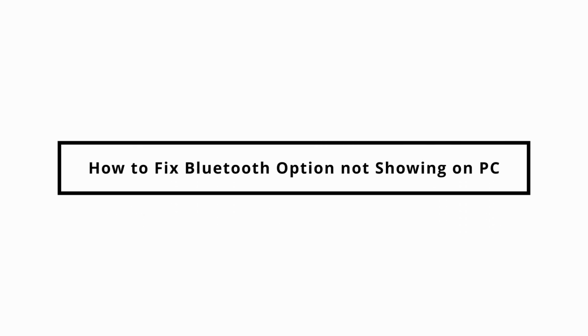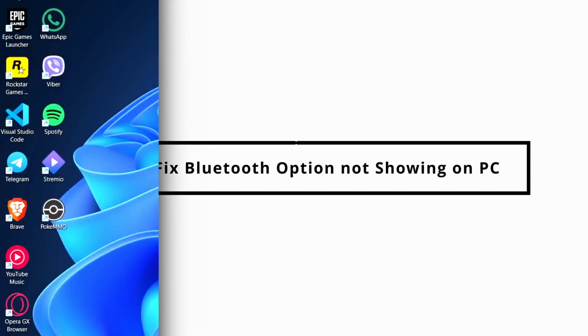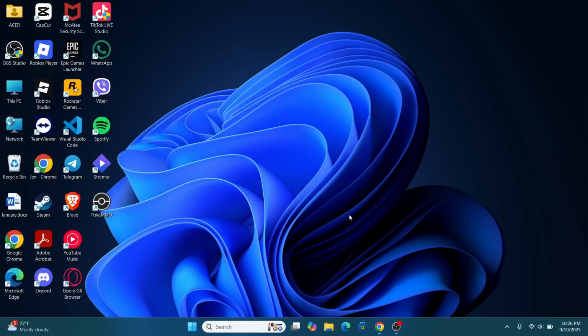In today's quick video, we will fix the issue where our Bluetooth option is missing on our Windows. So let's go step by step for that. The first thing we can do is check our settings. So head over to settings.